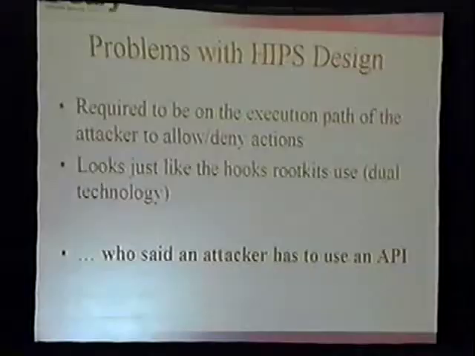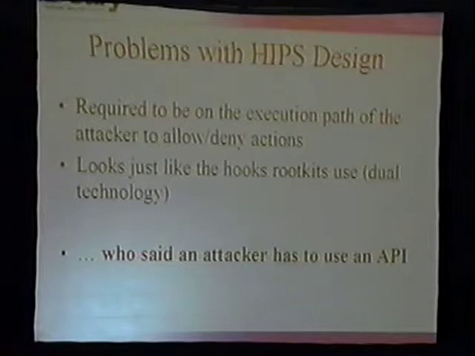Also within the Windows kernel, it's pretty advanced. You can register a callback for every single thread that's created. So before the thread fully gets established, your function will get called, and then you could take whatever preventative measures you want to do there. You can also register callbacks for things like image getting loaded into memory or process creation. So some of the problems is the HIPS has to be in the execution path to allow or deny access.